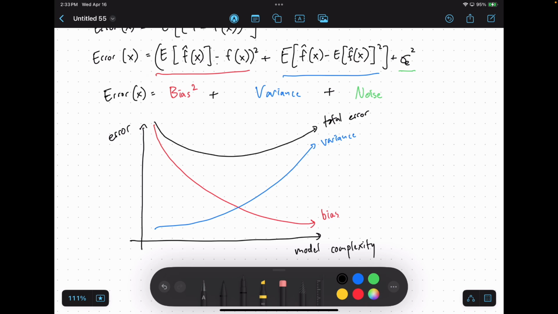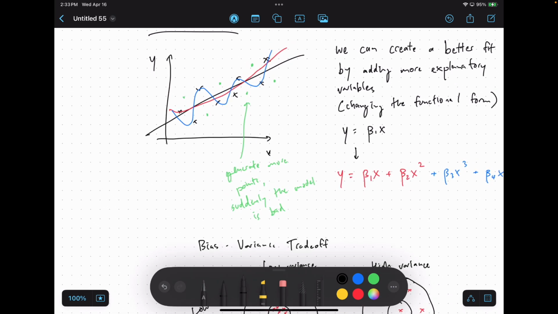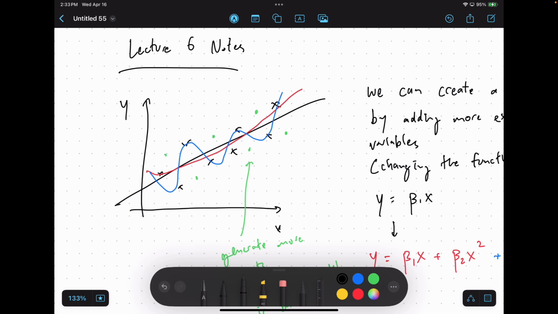And so really what we're aiming for here is to define the balanced model complexity that has the optimal bias variance trade-off so that you are at the lowest point in your total error. Okay? And to demonstrate what this means in our original example, right?